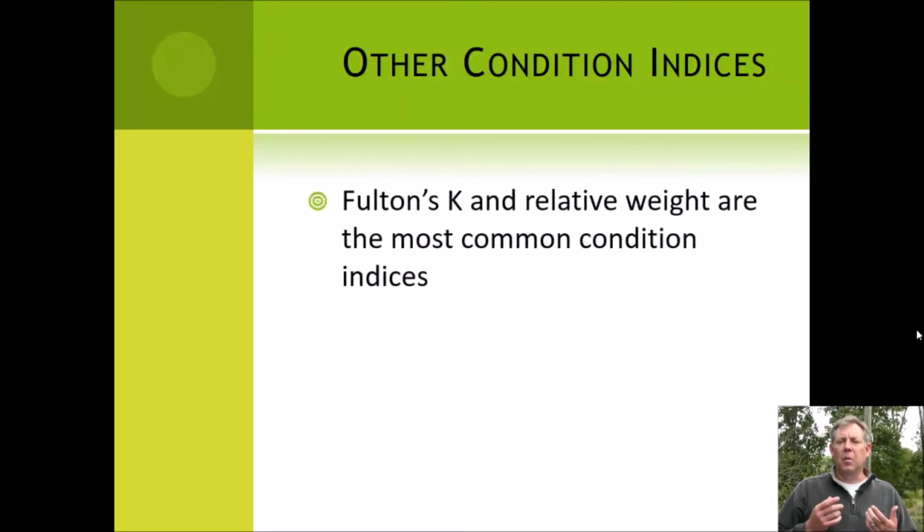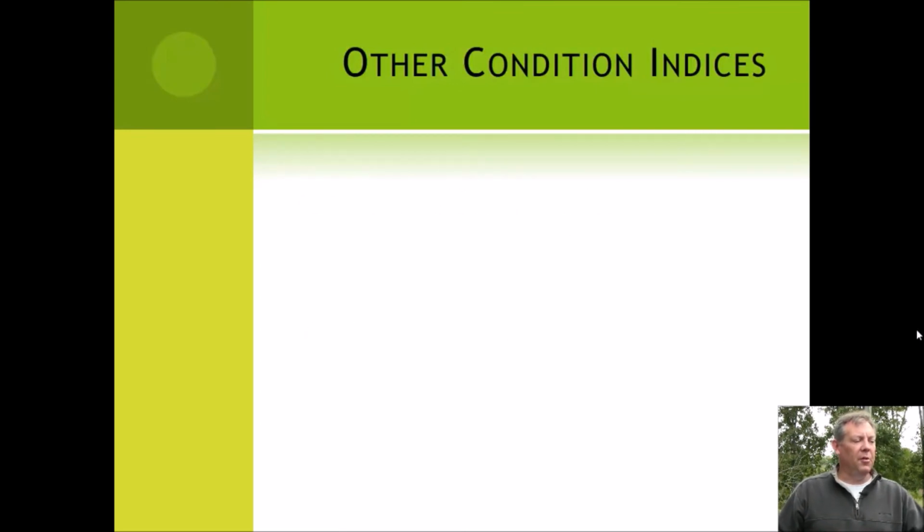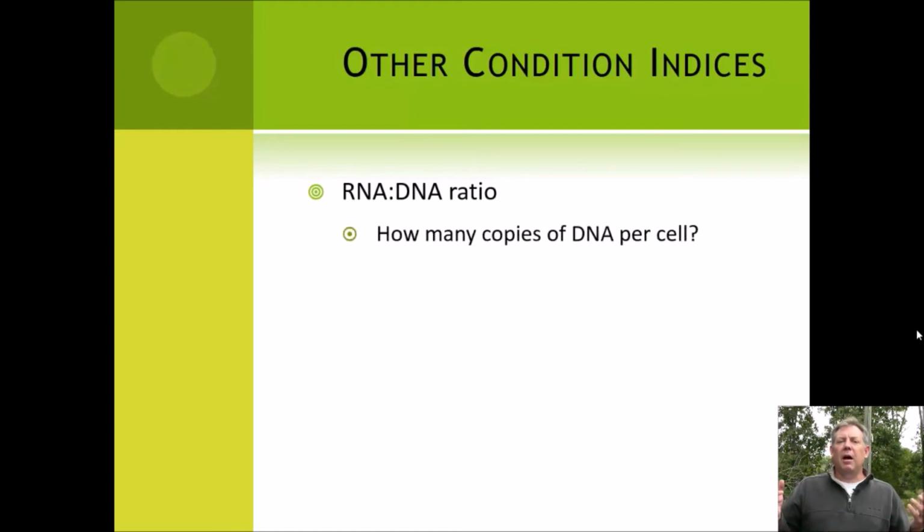Of course, these two are the most common, and relative weight these days is used more than Fulton's K. But we do have some others. One that's interesting is the RNA to DNA ratio. This is not as common, but it's an interesting idea. So if you think about any organism, think about a fish, how many copies of DNA does each cell have? It has one copy, right? How many copies of RNA does it have per cell?